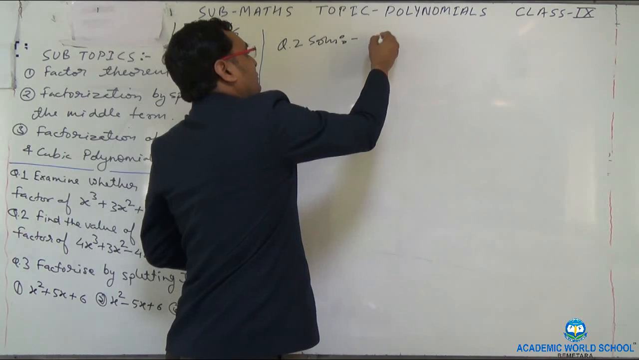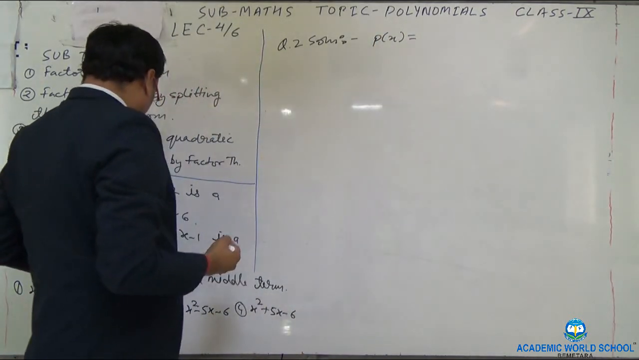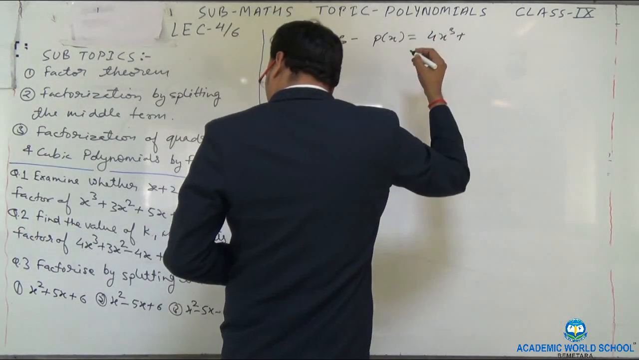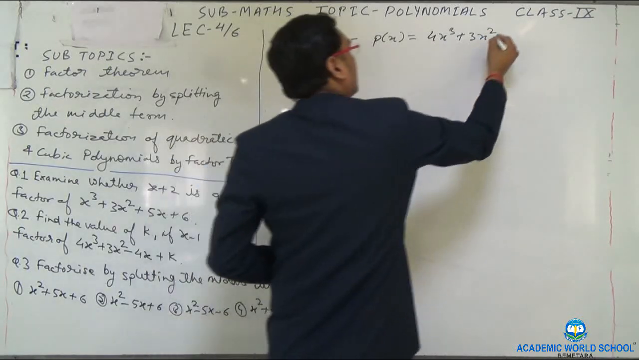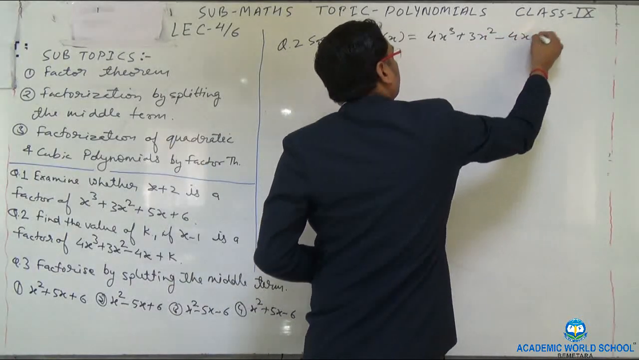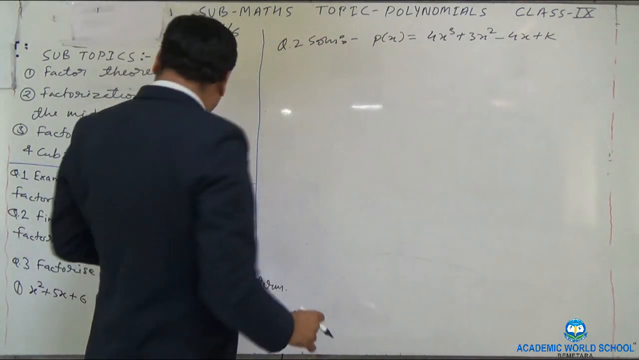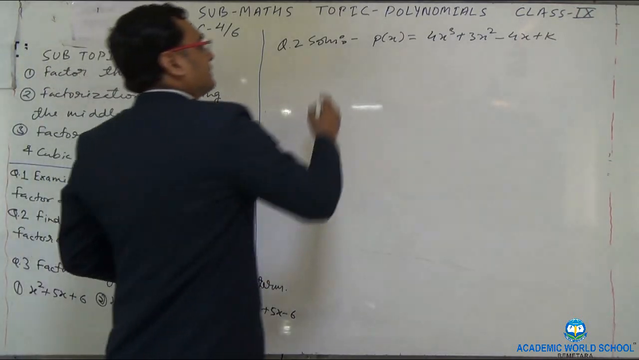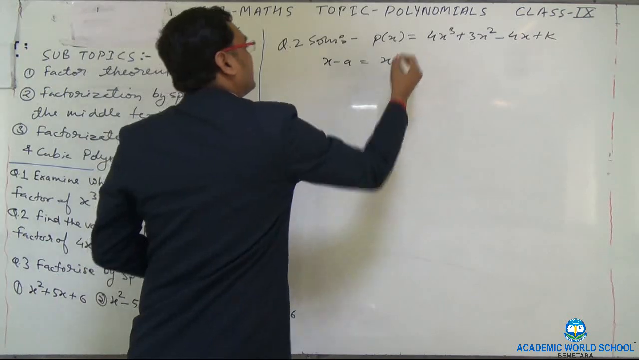Solution. What is the polynomial p(x)? Polynomial p(x) is given here. I am writing 4x cube plus 3x square minus 4x plus k. This is the polynomial p(x). Next, the linear polynomial is x minus 1. So x minus a is given equal to x minus 1.